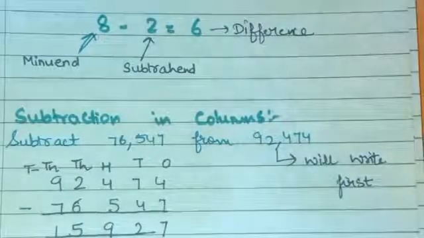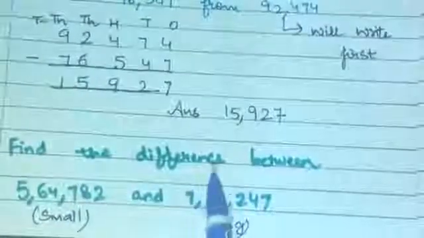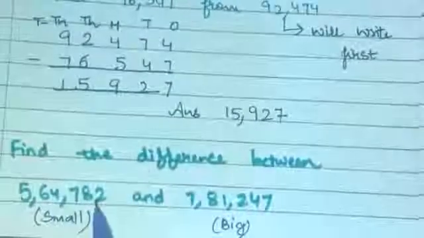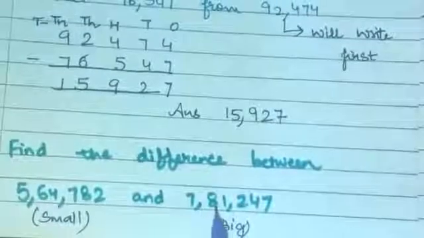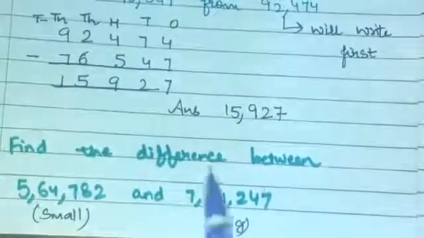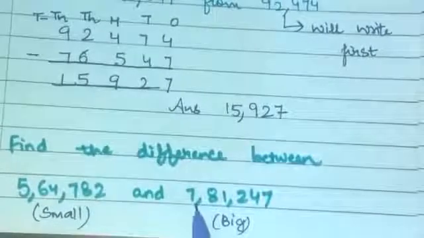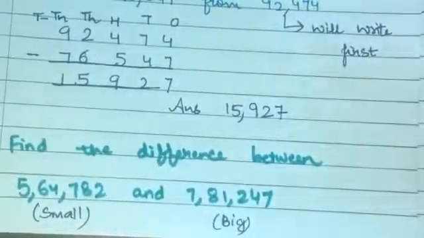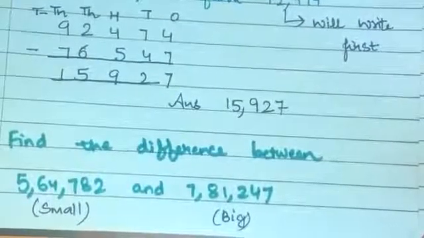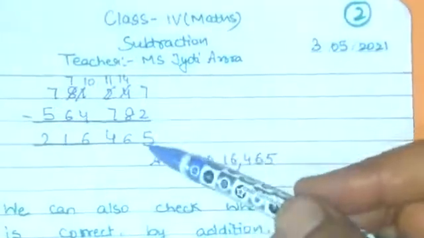Clear? Now, in the next question, we have to find the difference between 5,64,782 and 7,81,247. Since this number is bigger and this is smaller one, it means we will write it on the top, then we will subtract both the numbers. So now we will find the difference.